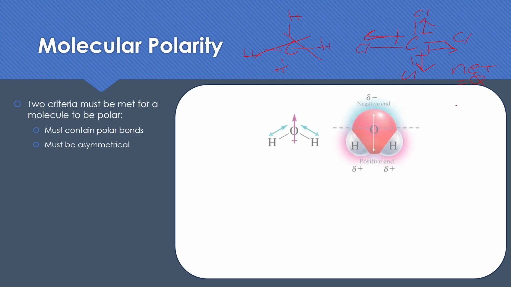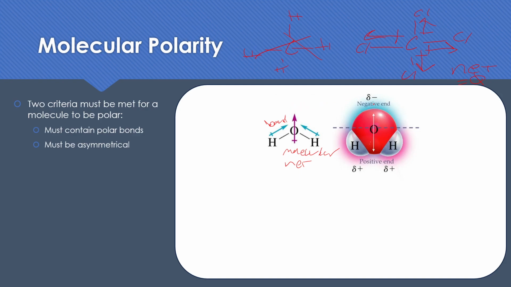Okay? So we look at water, for instance. Water has the dipole. So these blue arrows are the individual dipole moments. So these are the bond dipoles. And this is the molecular or net dipole. Okay? So the net dipole for water is shooting straight up between the lone pairs.